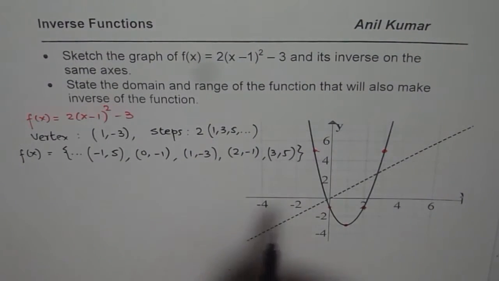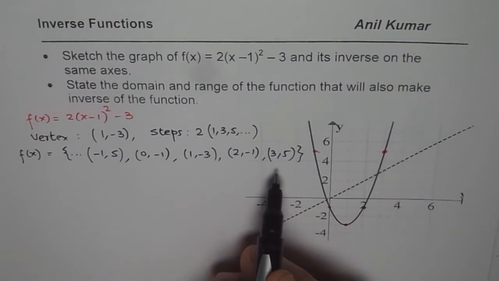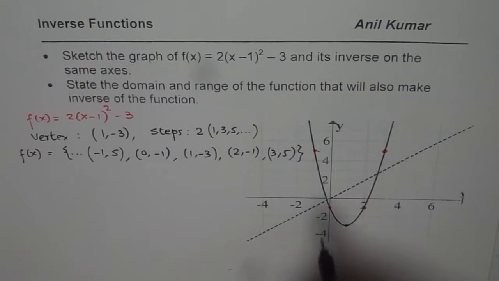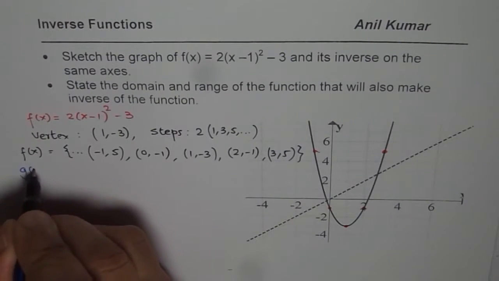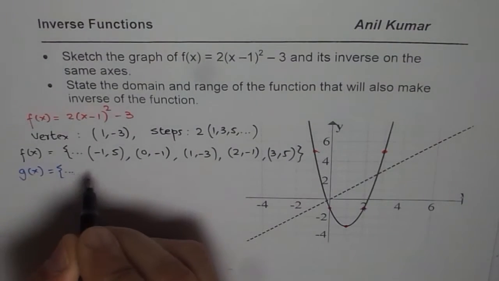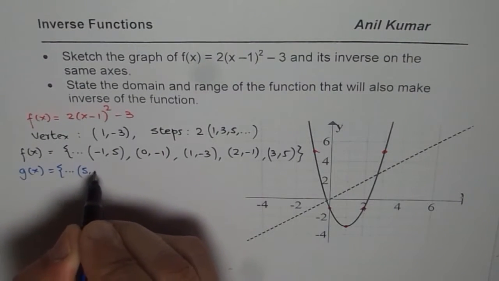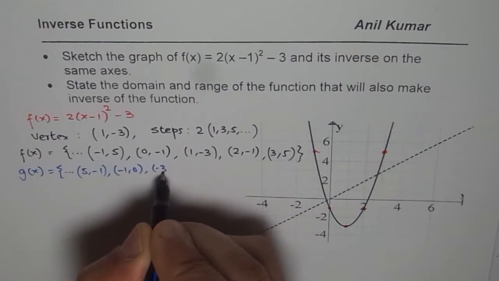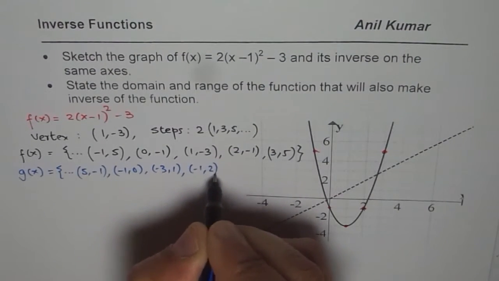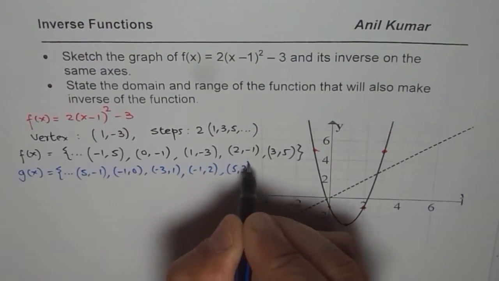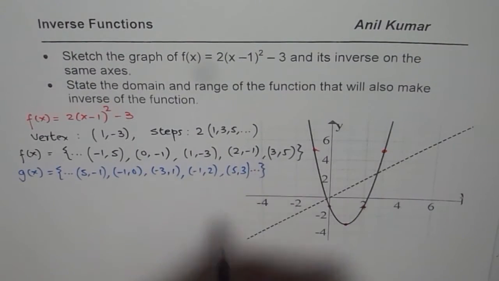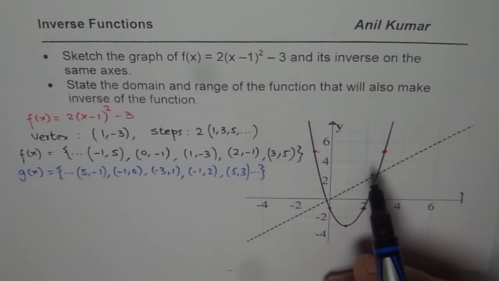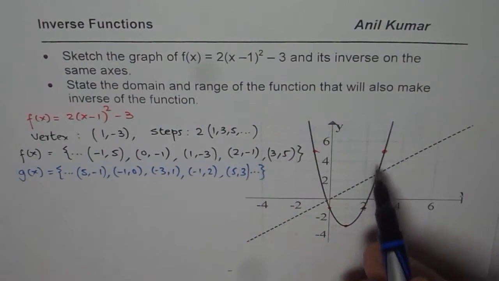To find the inverse, what should we do? We should just flip these points. So let's do it. Let me use another ink. We'll flip and use that ink to sketch. Let us say the inverse is g of x. For the inverse, these points will just flip. So we get (5, minus 1), then (minus 1, 0), then (minus 3, 1), then (minus 1, 2), and then (5, 3). So these are some points which we are considering to sketch the parabola. We'll put these points and join them with the help of a smooth curve, as it should be.